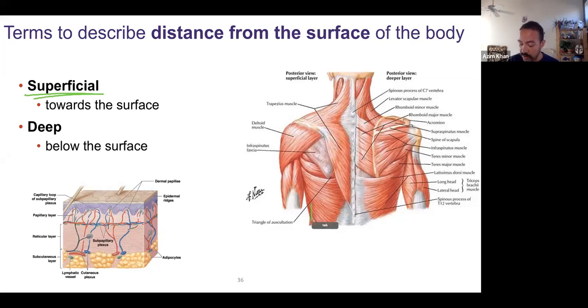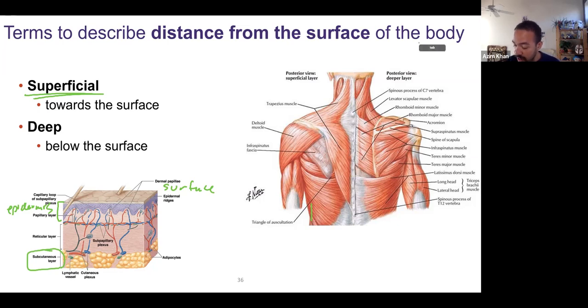Take a look at this picture down here, the bottom left. This is an illustration of skin. You can see the surface of skin right here. You can see deeper skin down here. So I know you haven't really learned these terms yet, but this is the epidermis, and then down here, I kind of covered it up, is the subcutaneous. You can say that the epidermis is superficial to the subcutaneous. It's closer to the surface.